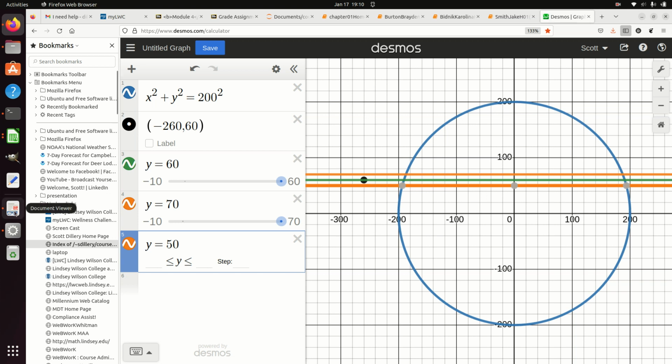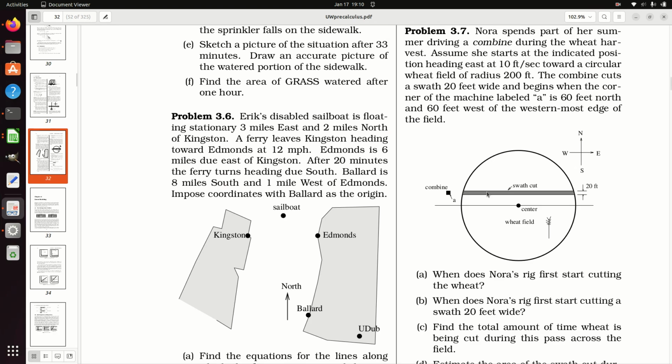Now let's go back to this, and so the swath of the cut was 20 feet. I assume it's 10 feet on either side of the center of the combine. So I did that. So I got those lines, and it says when does Nora's rig first start cutting the wheat.